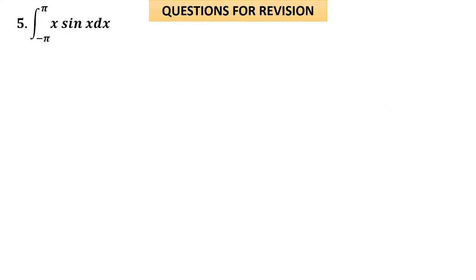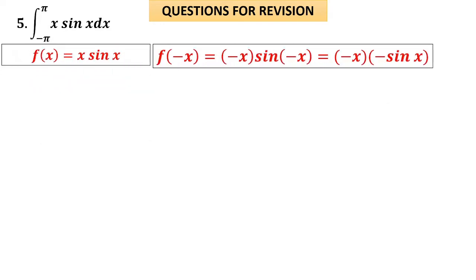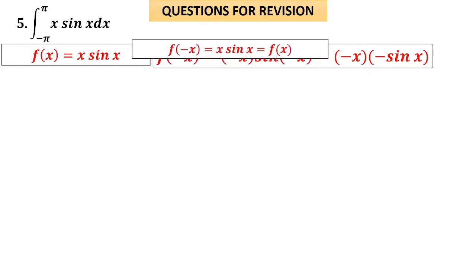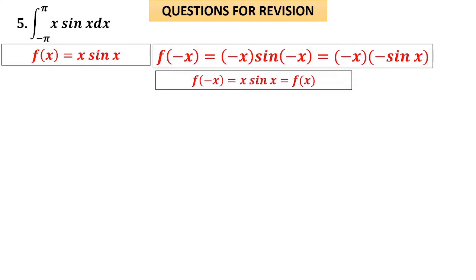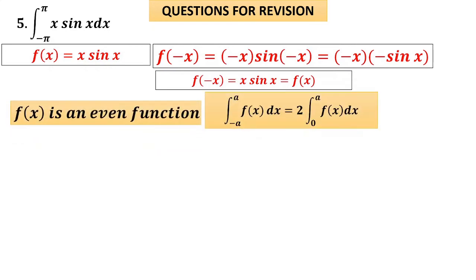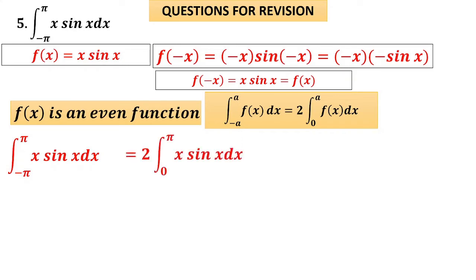Let us move on to question number 5. Integral from minus pi to pi of x sin x dx. What happens to x sin x? f of minus x is minus x into sin of minus x, which is equal to minus x into minus sin x. So it will be minus into minus, therefore plus. Therefore, you get back f of x. So f of x is an even function. For an even function, integral from minus a to a of f of x dx is 2 times integral from 0 to a of f of x dx. So for minus pi to pi, x sin x dx is nothing but 2 into integral 0 to pi of x into sin x dx.